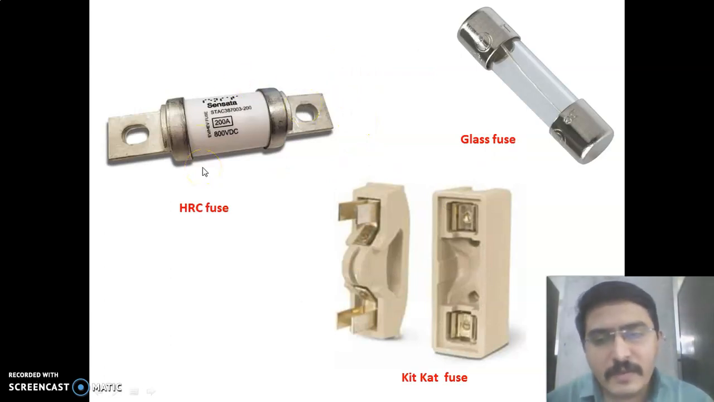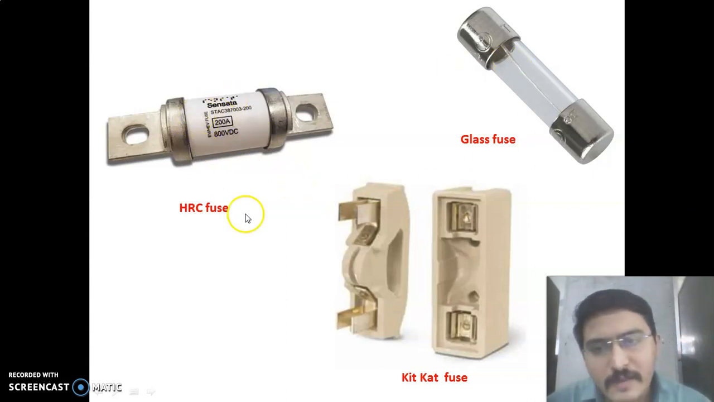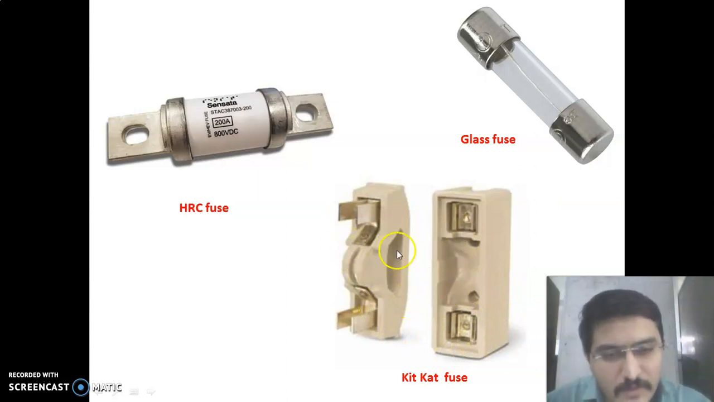We'll see the next protective device, that is the fuse. Fuses of different types are shown in this picture. HRC means high rupturing capacity fuse. This is the picture of a glass fuse, and this is the picture of the KitKat fuse. For this we have two parts: this part is known as the base and this part is known as the carrier. Here we are going to insert the wire inside of this carrier.